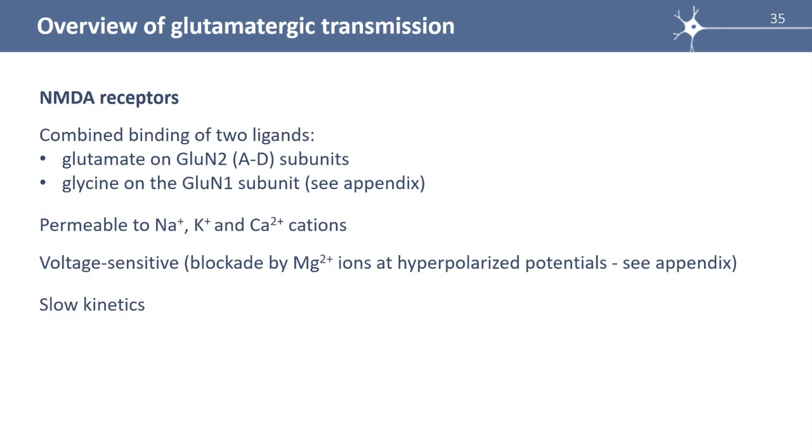NMDA receptor channels are permeable to sodium, potassium, and calcium ions, all of them. They are voltage sensitive because they are blocked by magnesium ions at hyperpolarized potentials. This is also explained in a supplement. What is explained in the supplement, that we did not speak about, is that these receptors open with 2 agonists. They open when glutamate binds on the GluN2 subunit, either A to D, and when glycine also binds to the GluN1 subunit, and this is explained in a supplement. It's a very complicated channel, 2 agonists, co-agonist we could say, and voltage sensitive at hyperpolarized potential. And it has very slow kinetics.